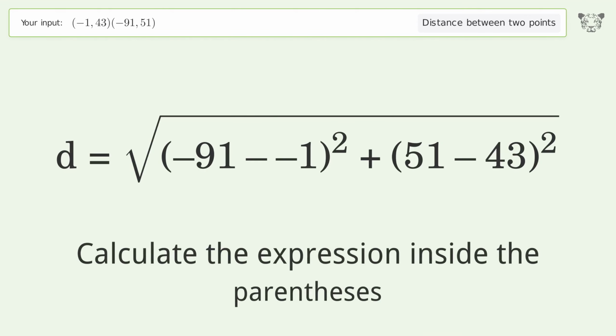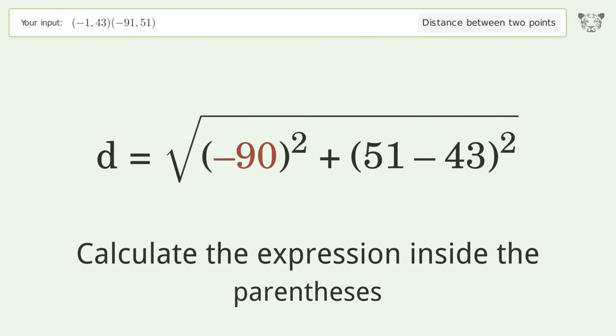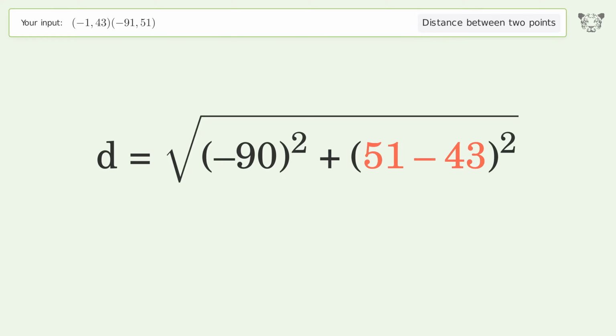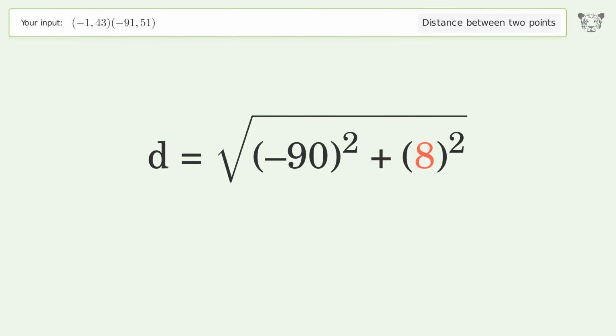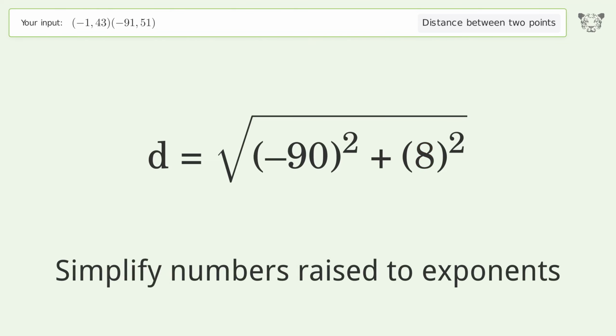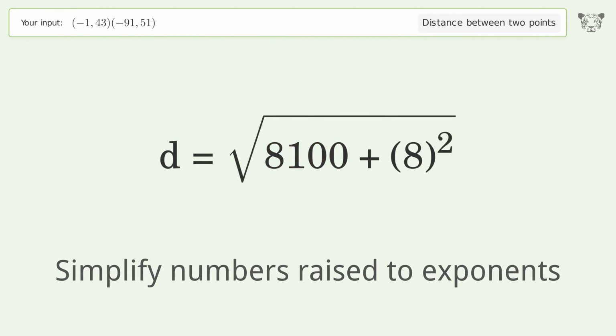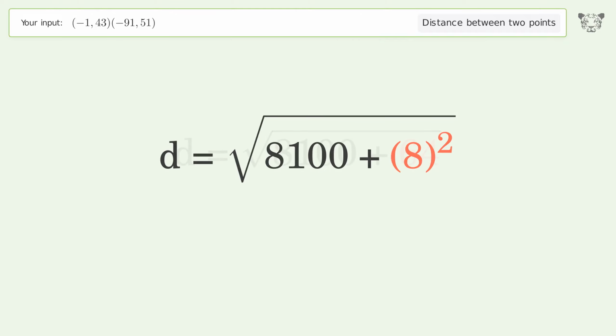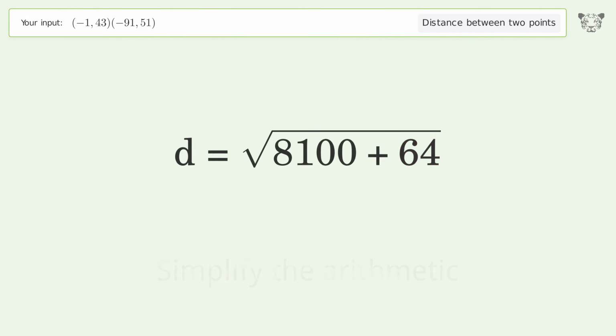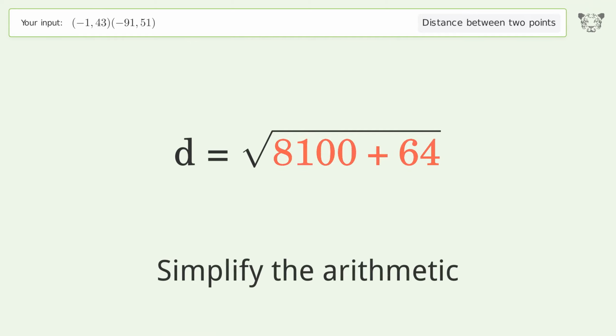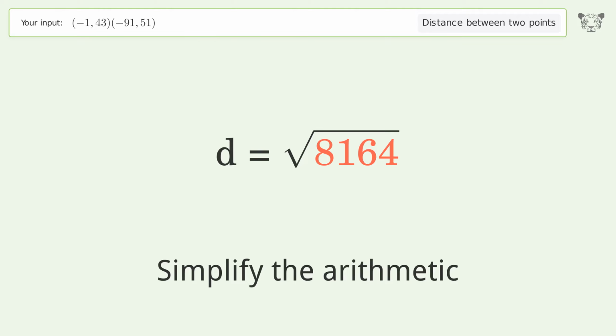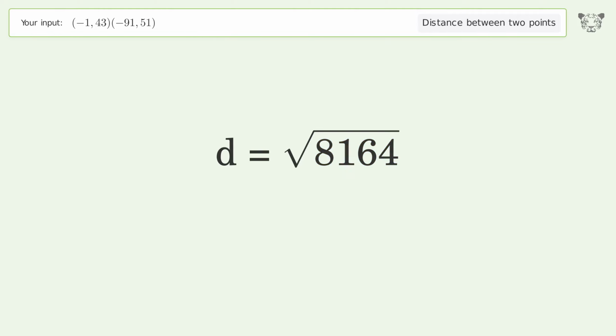Calculate the expression inside the parentheses. Simplify numbers raised to exponents. Simplify the arithmetic. And so the distance between the 2 points is the square root of 8,164, or 90.355.